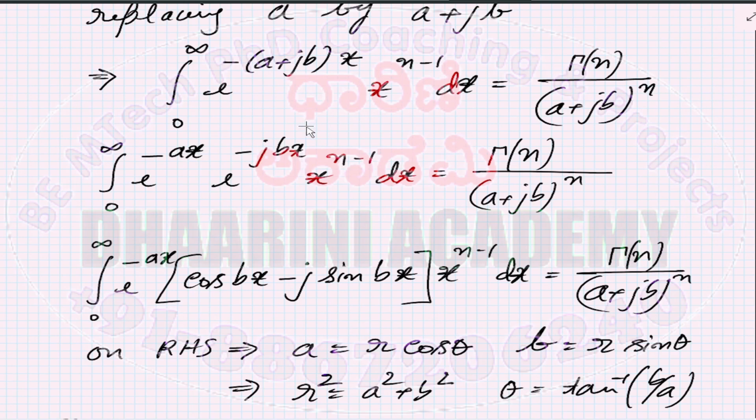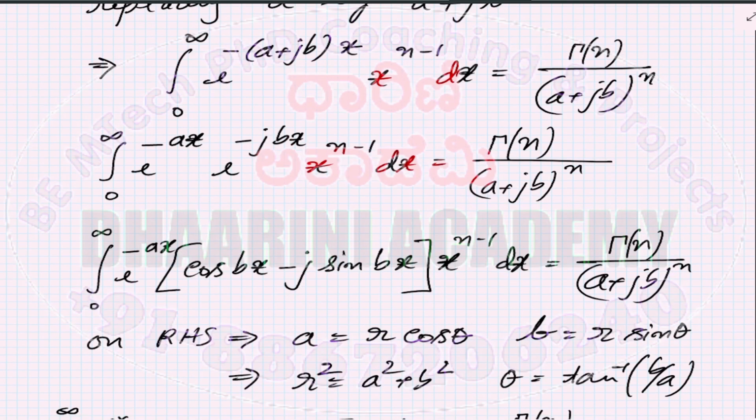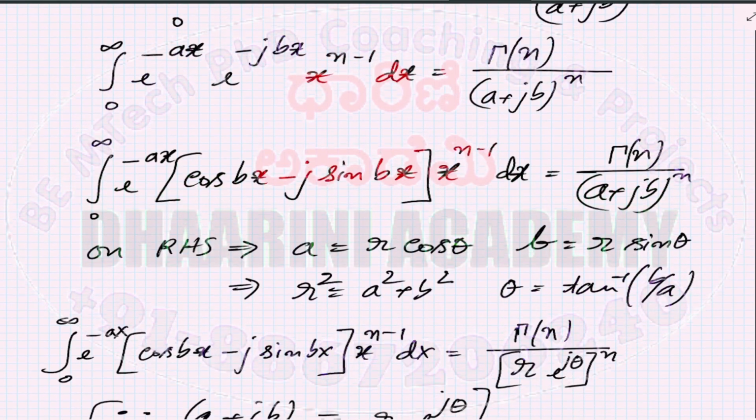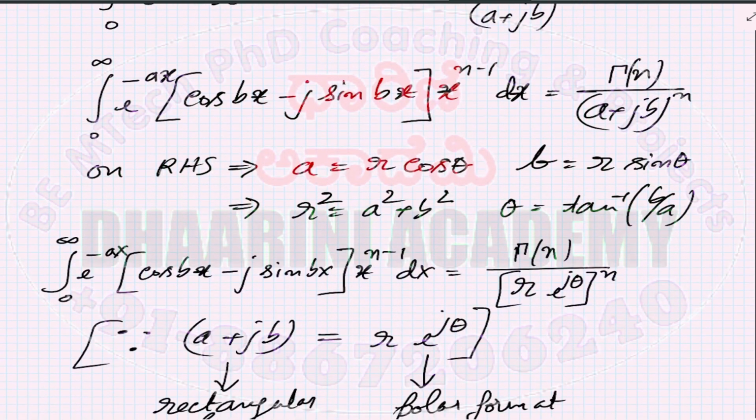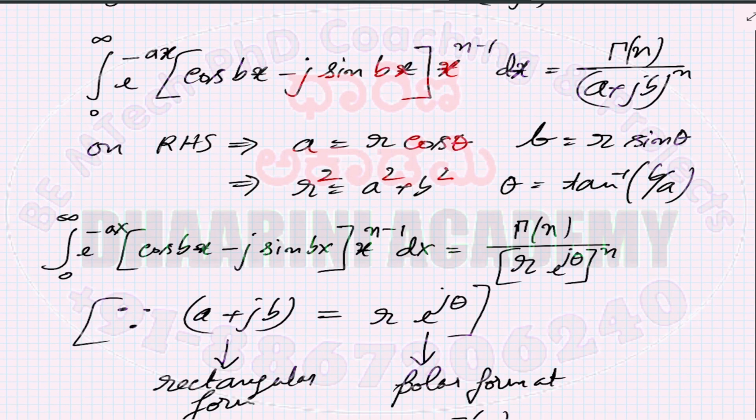So the next step, I know that e to the power minus jbx can be replaced in this format. It is cos theta minus j sine theta. E to the power minus j theta is this. Okay, I know that. I will substitute. Right hand side is still the same. Now I'll make the modification on the right hand side. Keeping the left hand side the same, I touch the RHS now.